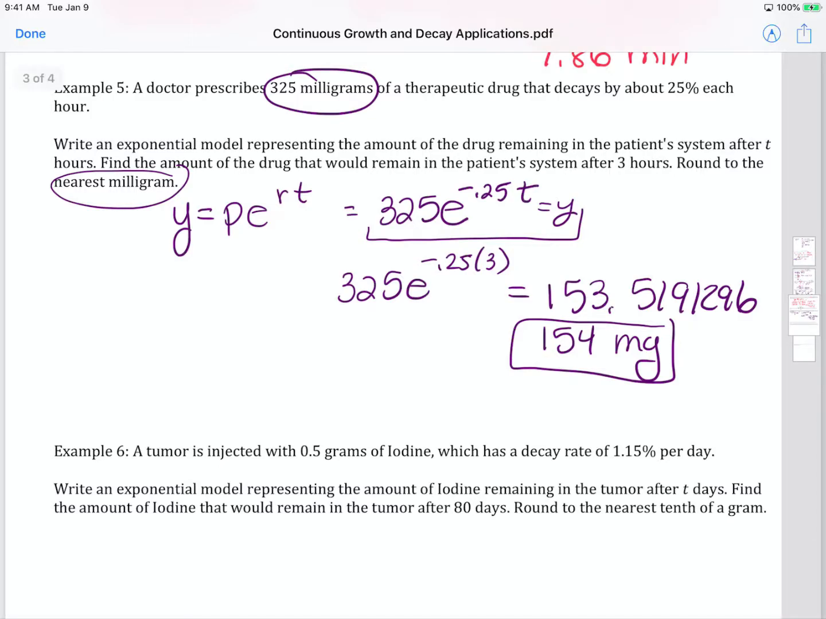So after 3 hours, the patient starts with 325 milligrams, and then after 3 hours, he's left with 154 milligrams in the bloodstream.